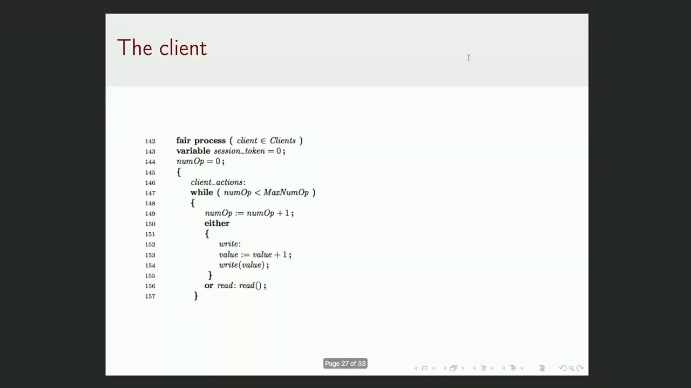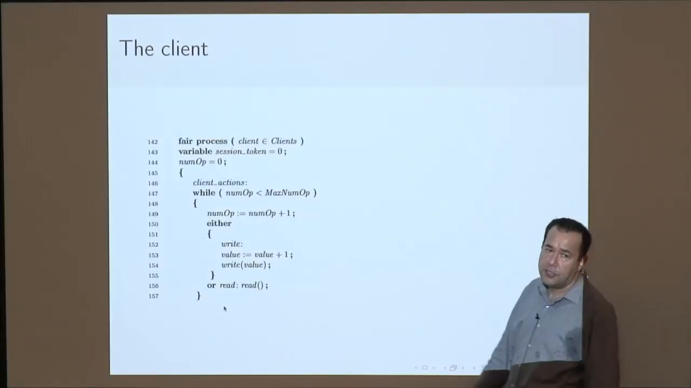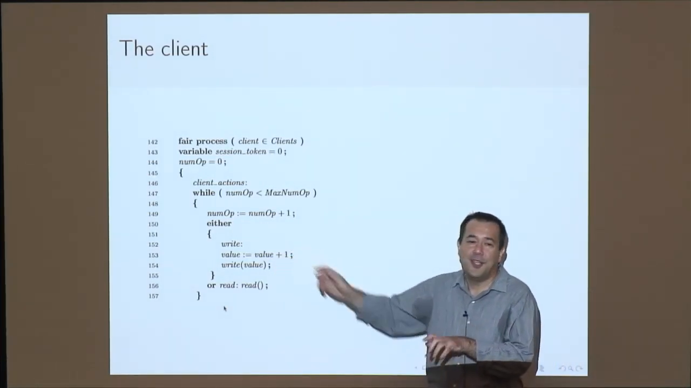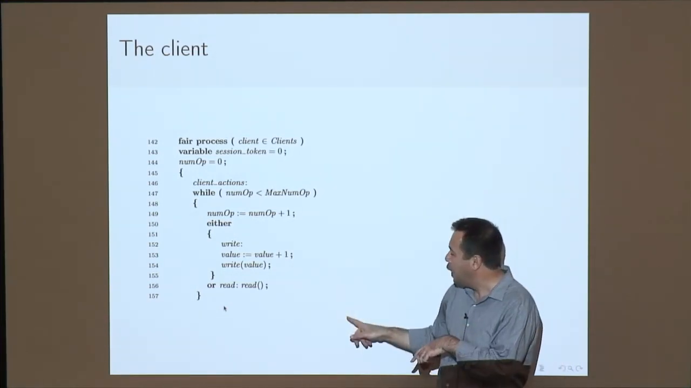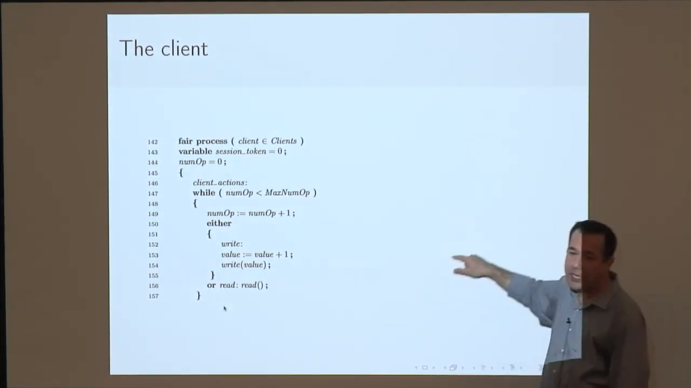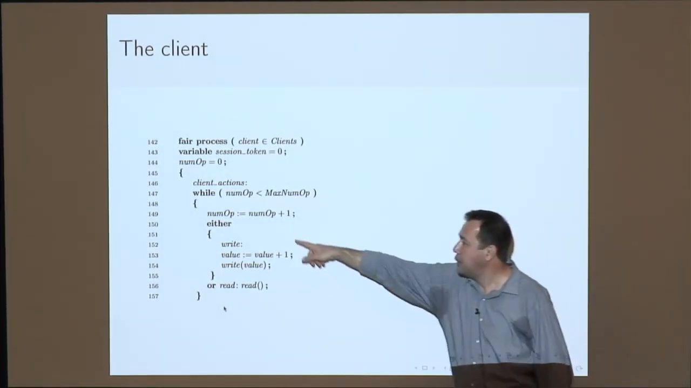So here is the client. Now you are familiar with this notation. The client is saying that, well, again, this is model checker. I'm going to model check, so I want to keep the state space finite, and numop is less than max numop. Increase the numop. Either do a write or read. This is non-deterministic. And the model checker is going to be a jerk, basically, and it's going to look at all possible things. And if there is a possible execution that violates your invariants, it's going to spit it out as the counterexample. So I'm introducing non-determinism here.